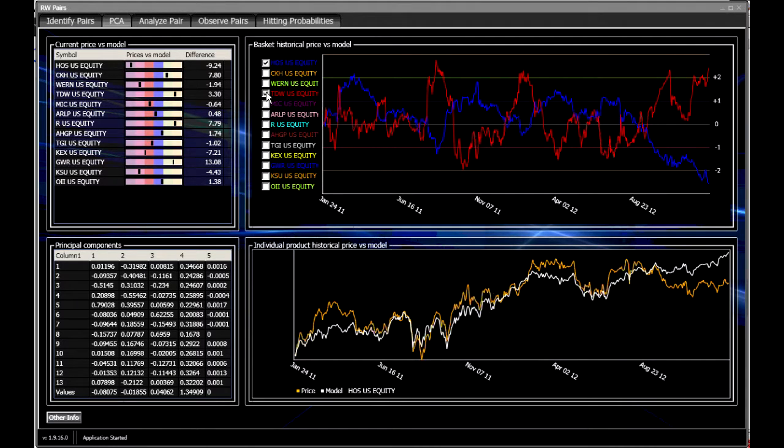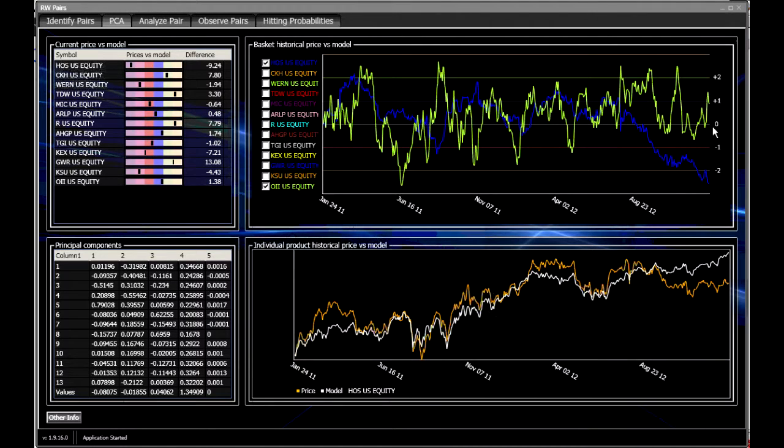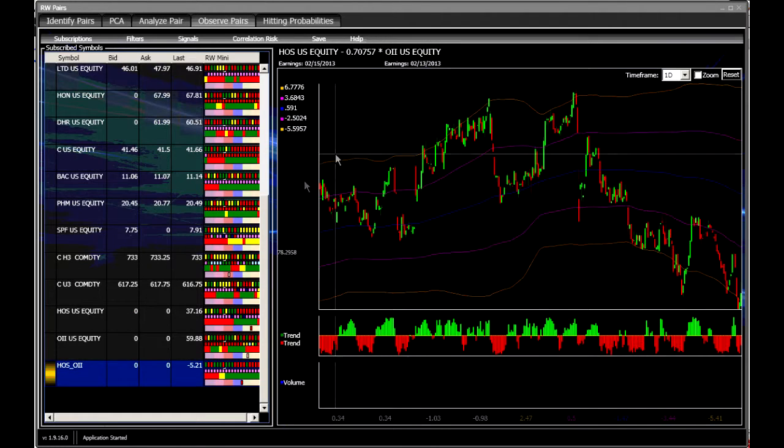So over here we can look at every one of the models. So let's go look at OII. Again, on this row here, this is a historical look of the same data. The center row here is the model, and this is the current price. So you can see HOS is down under, and OII is above. So this is the spread that we're trading. And you can see that historically they've crossed quite a number of times.